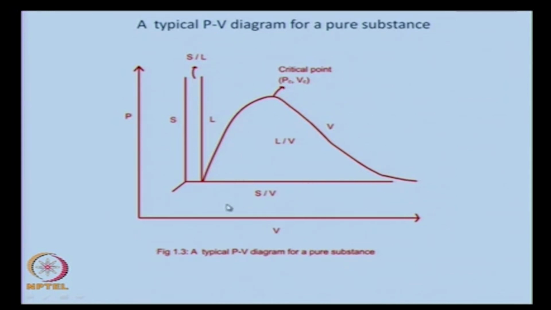Unlike the PT diagram, we have regions instead of lines where you have a combination of two phases existing. For example, in this region you have a solid liquid combination existing, in this region you have a solid vapor combination existing, and under this curve, you have a liquid vapor combination existing. The critical point which we saw earlier is represented by PC, VC here on top of this particular curve.